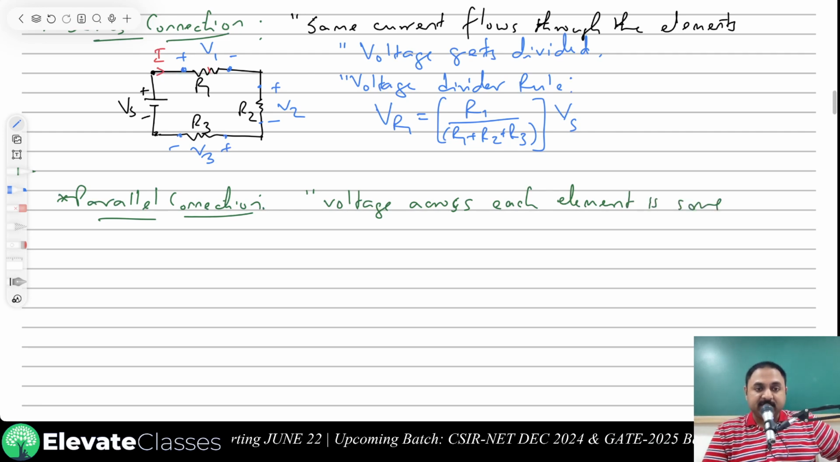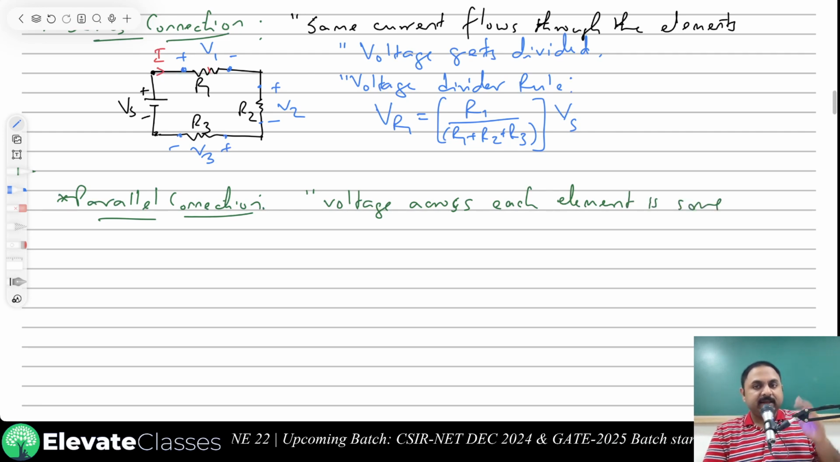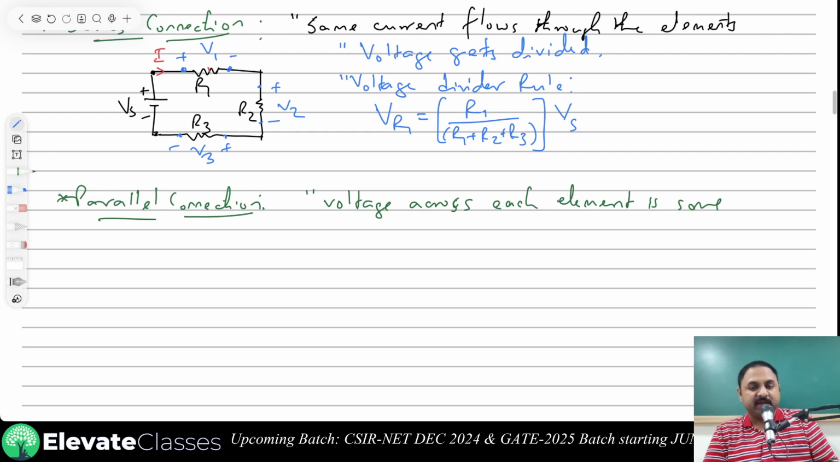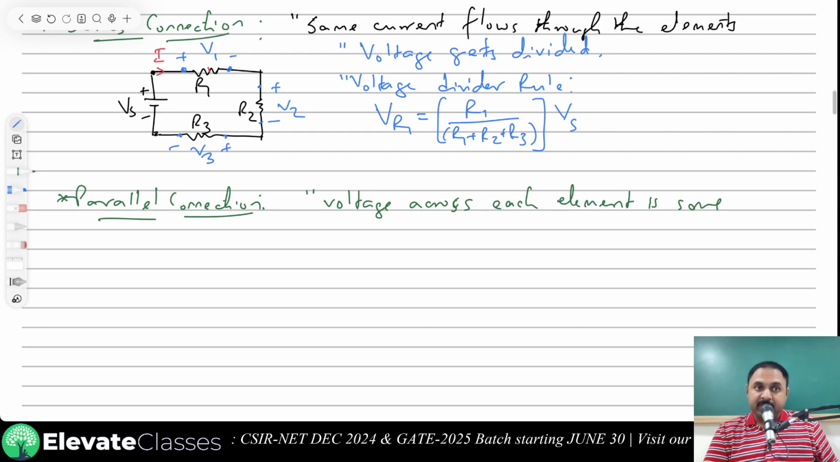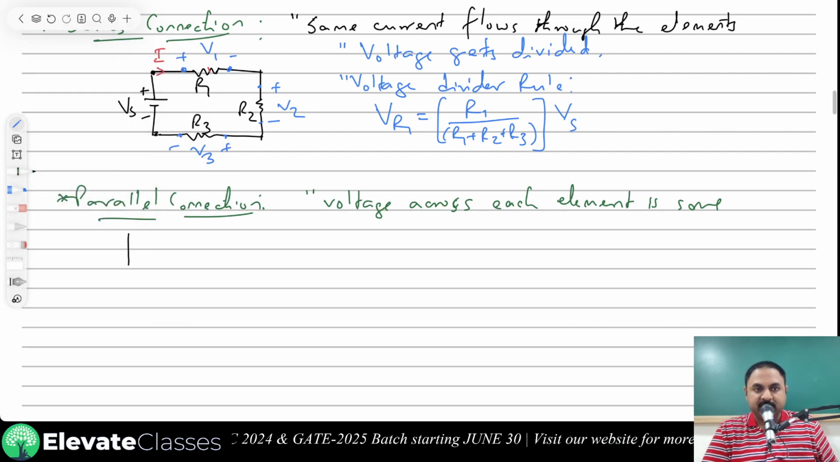If the voltage across each element is the same, then we say that these elements are said to be in parallel. Let me again draw an illustrative circuit for this. Let me just give you an example. Again, let's take a source voltage Vs. This is plus, this is minus.